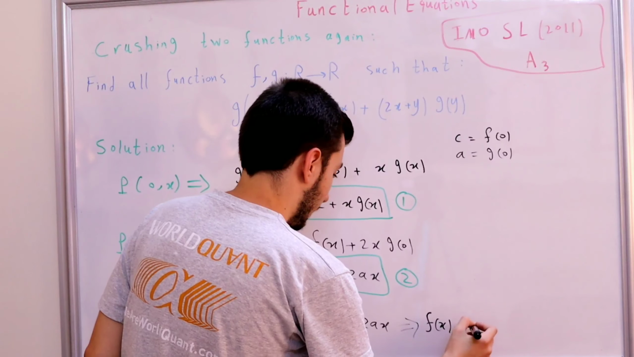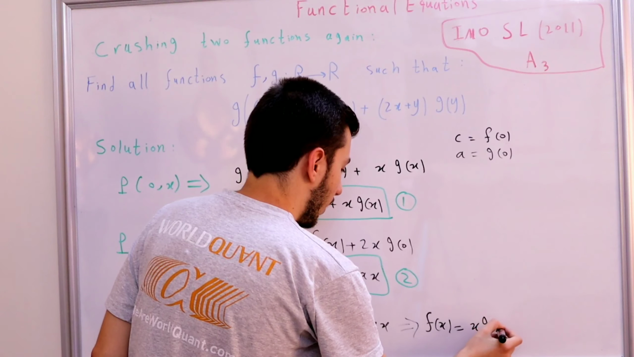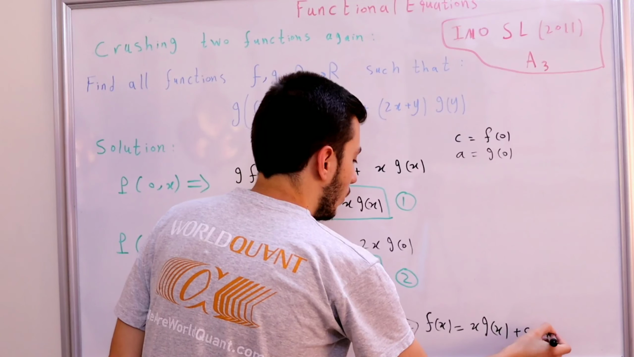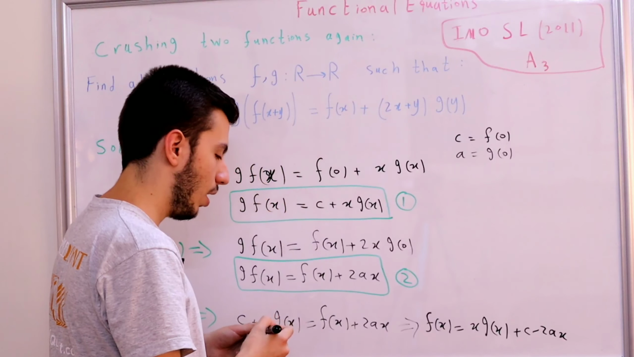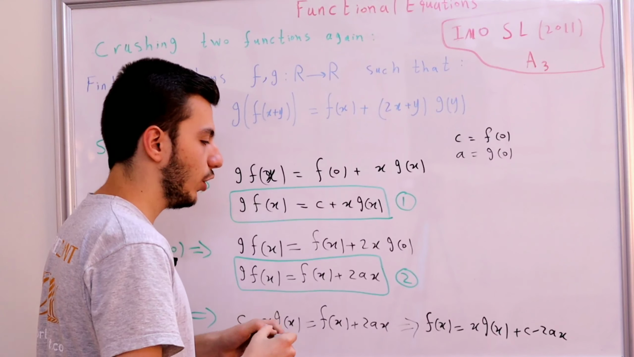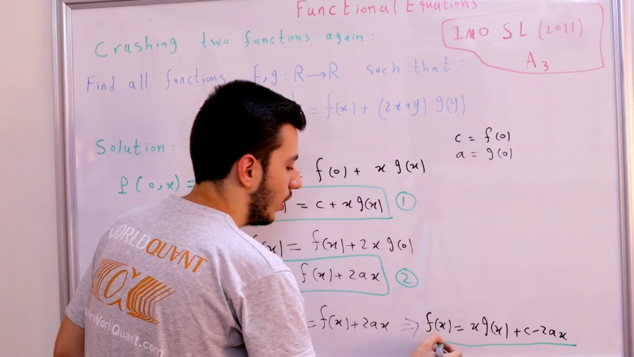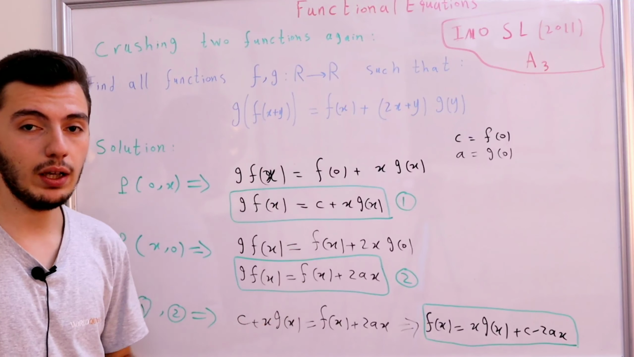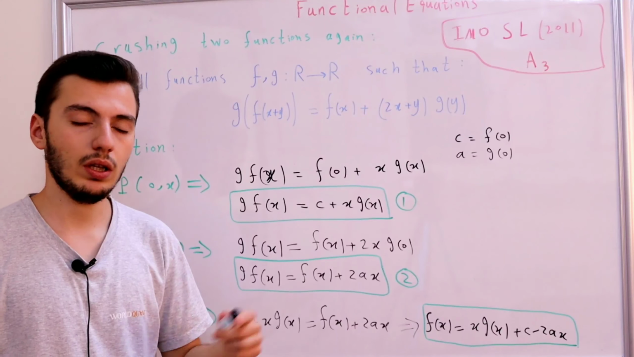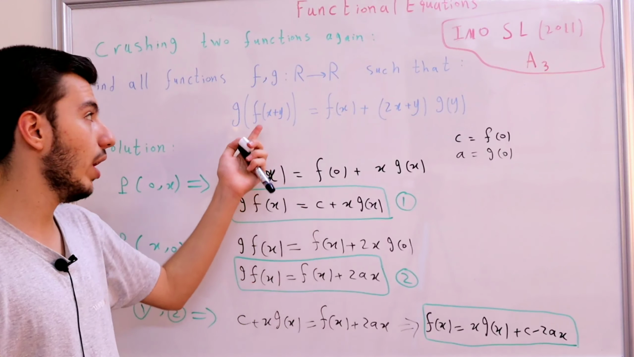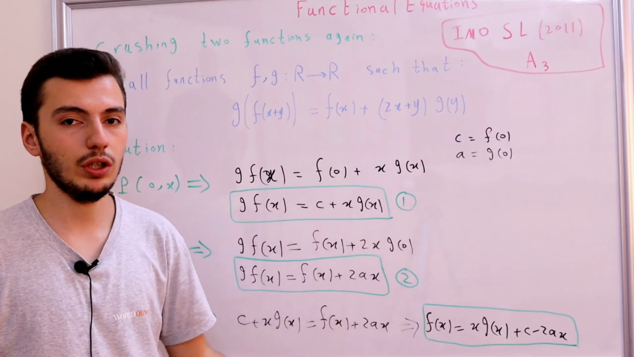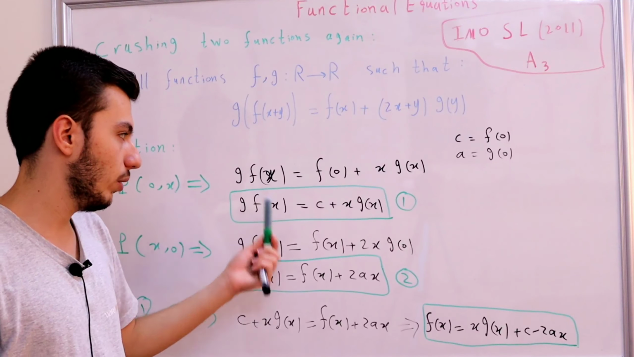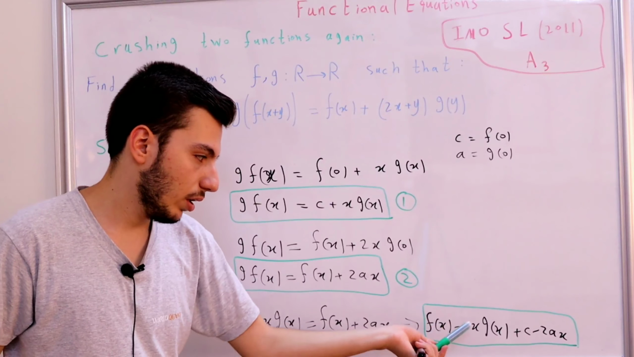So f of x now is equal to x times g of x plus c minus 2 times a times x. Great. So now we have only one function instead of two functions. This is a very nice technique when solving a functional equation with two functions: if you can calculate one function using the other function, then you only have one function. This is a functional equation with one function f, which is easy now to handle. Let me erase this and keep just this nice result.